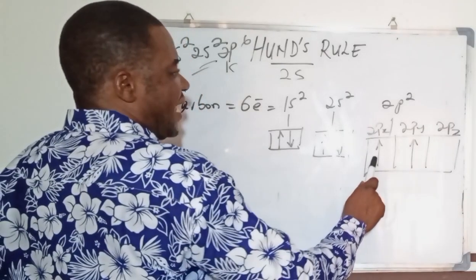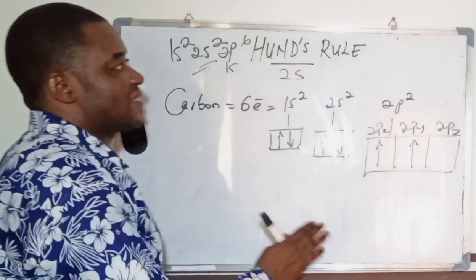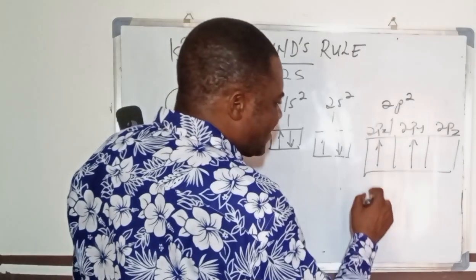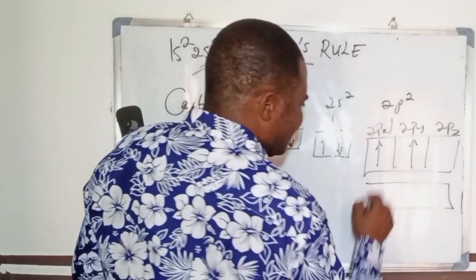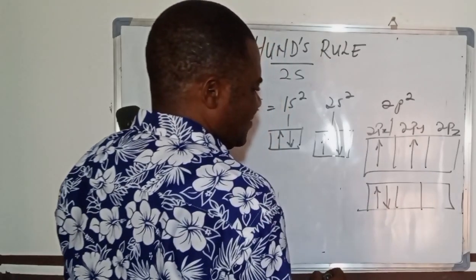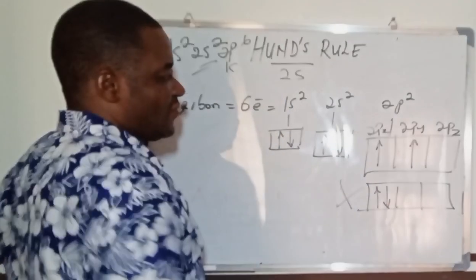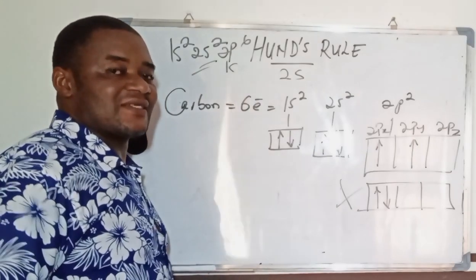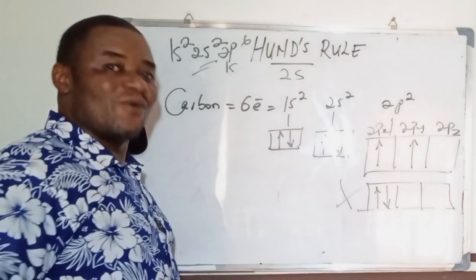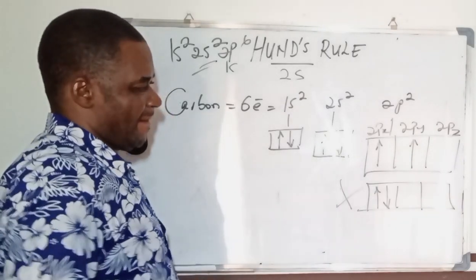Now, at this point, you are very correct because you have been able to obey the Hund's rule. But if you had made a mistake of deciding to put the 2 in this way, then you would have been wrong, because you do not obey the Hund's rule, where it says there has to be a single occupied before the double occupied, and the spins must be the same. Alright, there must be parallel spins.